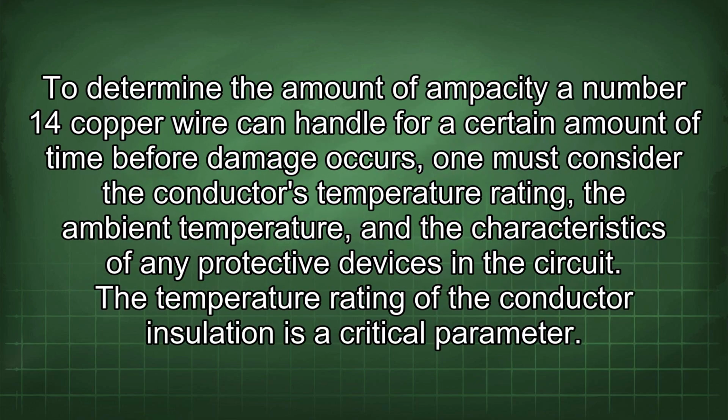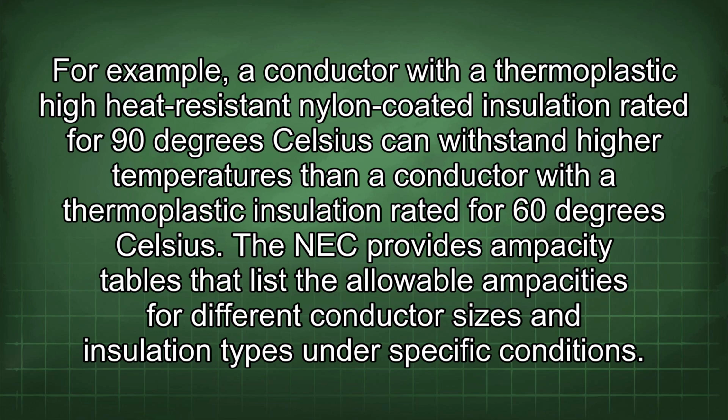To determine the amount of ampacity a number 14 copper wire can handle for a certain amount of time before damage occurs, one must consider the conductor's temperature rating, the ambient temperature, and the characteristics of any protective devices in the circuit. The temperature rating of the conductor insulation is a critical parameter. For example, a conductor with a thermoplastic high heat resistant nylon coated insulation rated for 90 degrees Celsius can withstand higher temperatures than a conductor with a thermoplastic insulation rated for 60 degrees Celsius.